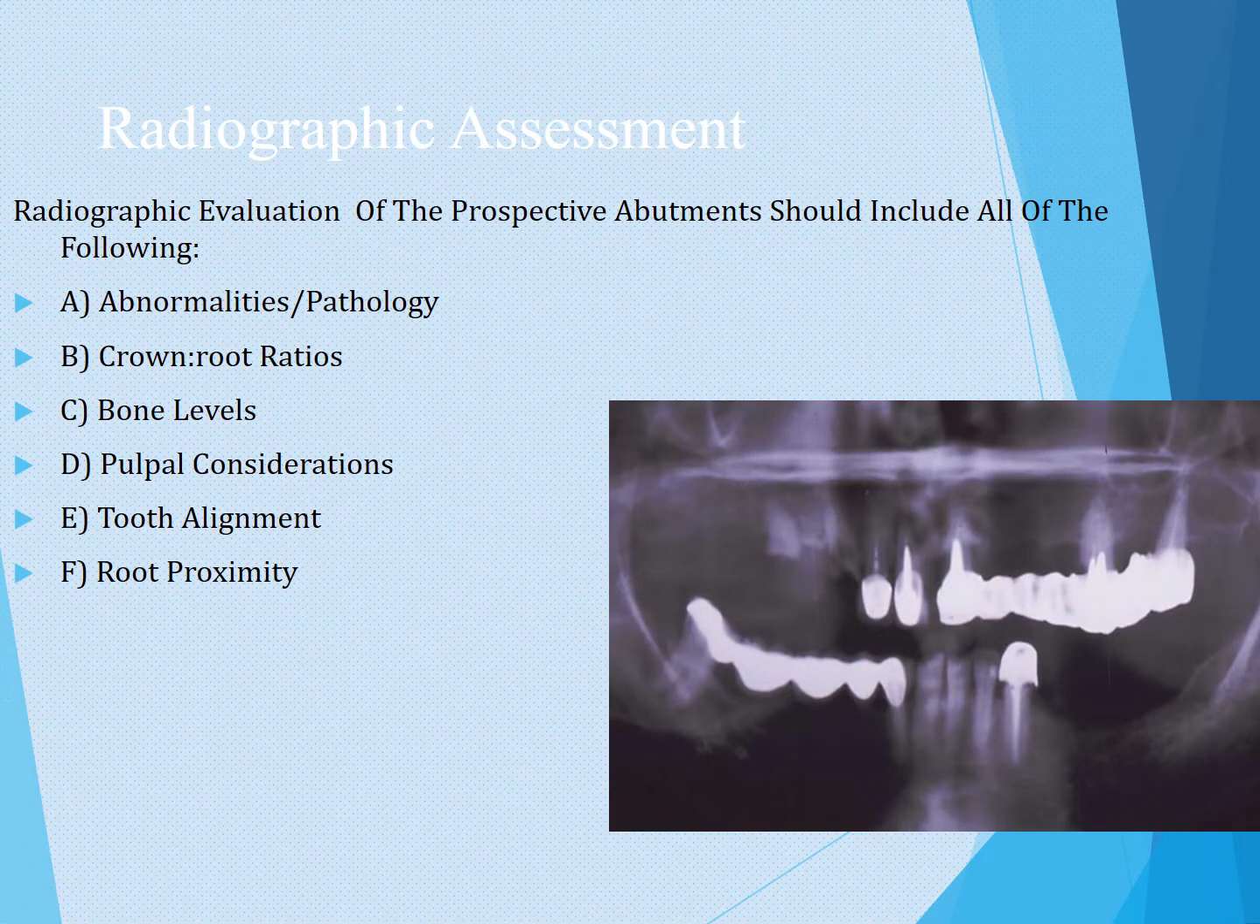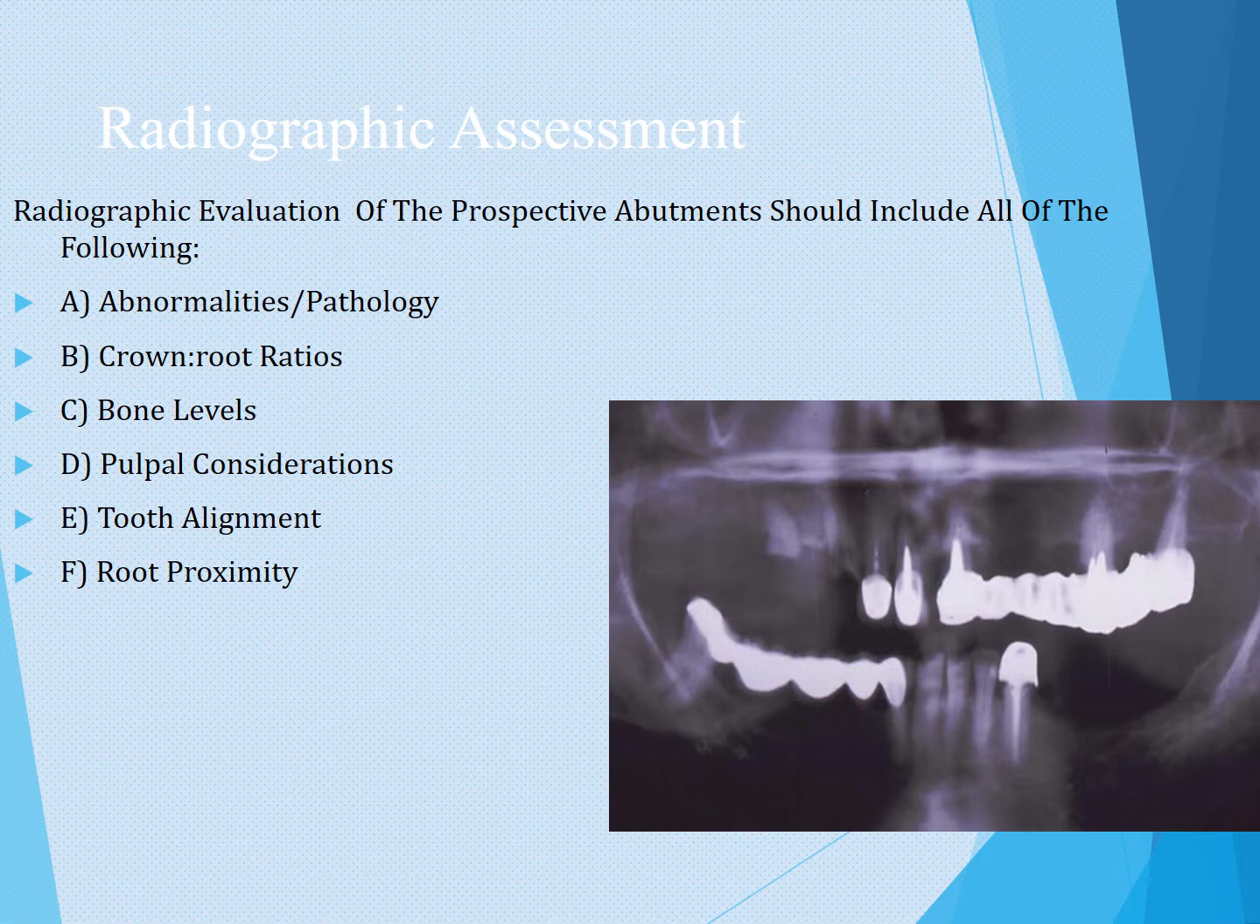Coming to the radiographic assessment, radiographic evaluation of the prosthetic abutment should include all the following: the abnormalities, the pathologies, crown root ratios, guys, bone levels, where are the bone levels, any pulpal considerations, tooth alignment and root proximity. So, is it coming too much proximal to the root surface or not? So, everything has to be assessed. Any pathologies, okay? The crown root ratio is important, okay? So, bone levels, everything has to be seen. This is an OPG, guys. Everything has to be seen, properly evaluated, and then you can proceed with the fabrication of the prosthesis.